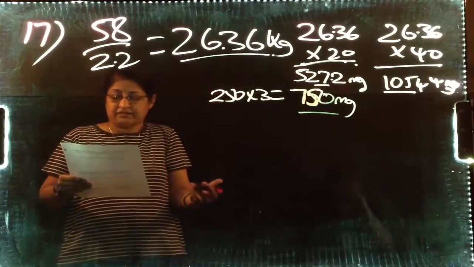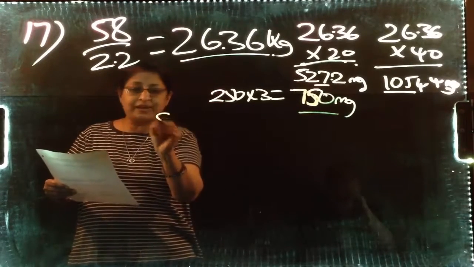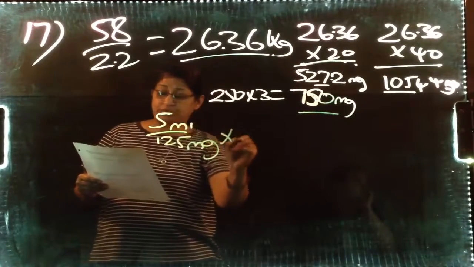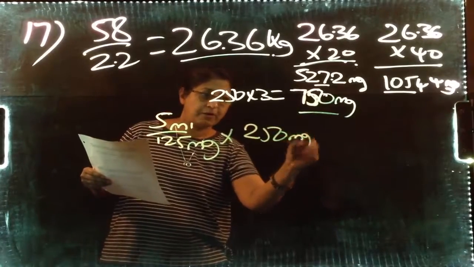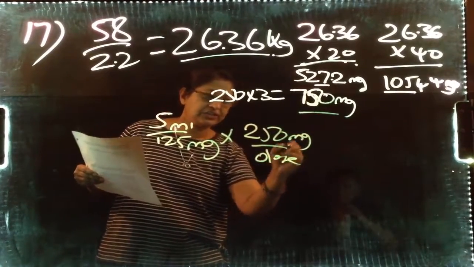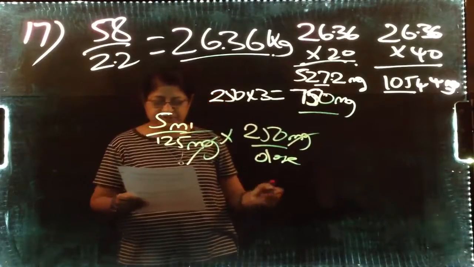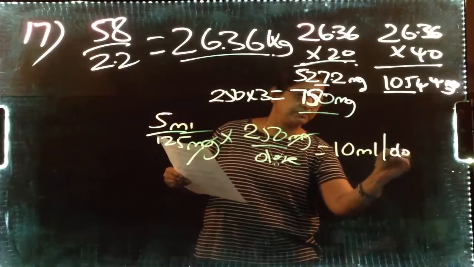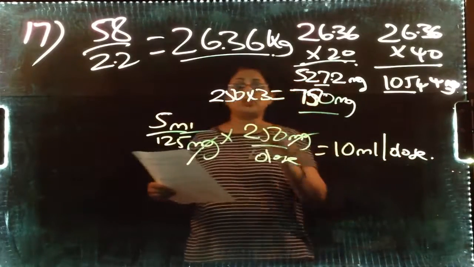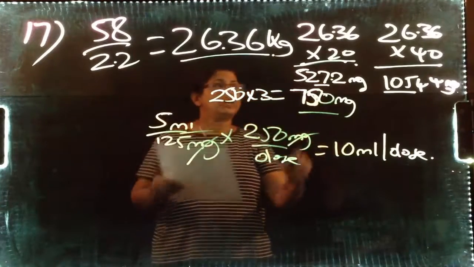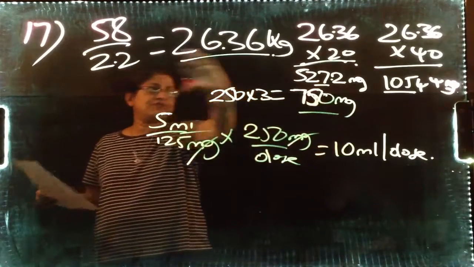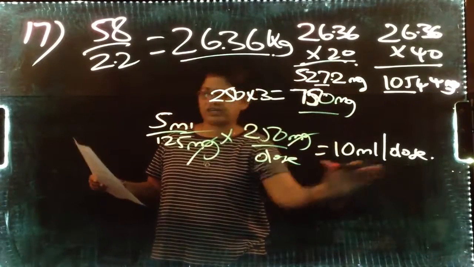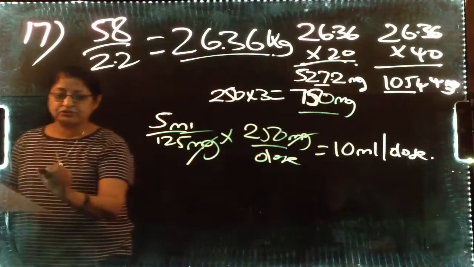So how much will I give? You have at hand 125 milligrams per 5 ml, am I correct? And you're supposed to give 250 milligrams per dose. So you can cancel the milligrams and milligrams. The only thing left is ml. And the total amount you're going to give is 10 ml per dose. It's very simple. This should start making sense to you as you continue doing it. As long as you do the first part and you know your ranges and it's within the range, then you calculate and say how much you're giving. So that's number 17. Let's do number 18.